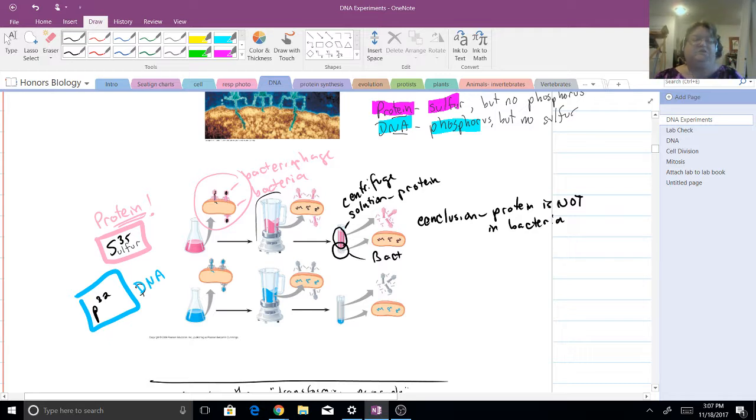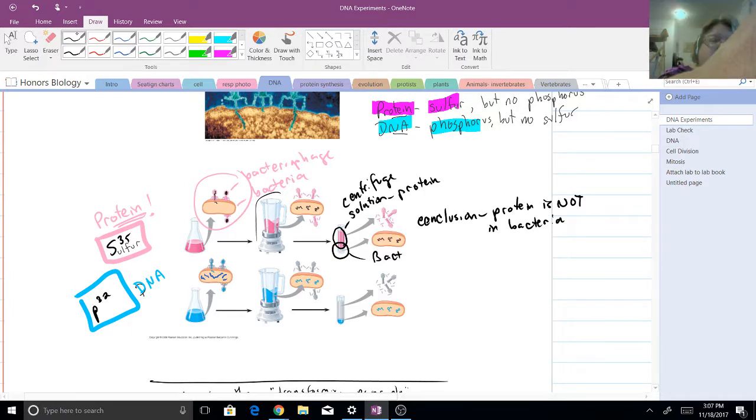Now, the second batch is run the same way, but this time we're going to use the phosphorus isotope. And the phosphorus is going to be made into the new DNA. The DNA is going to be able to be tracked with this isotope. So the same method: the bacteria are mixed with the bacteriophage. The bacteriophage are going to infect. But this time, because the DNA is radioactively labeled, the inside of the bacteria now have that.